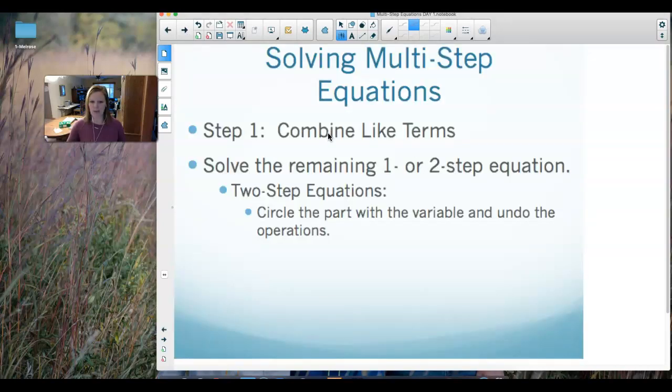So today what we're really looking at is just combining like terms first and then solving the remaining one or two step equation. We always have to remember that if we have more than one term that has a variable, we have to combine them, we have to put them together. The best way to do this is to just show you a few examples, and then I'm going to let you do your homework.